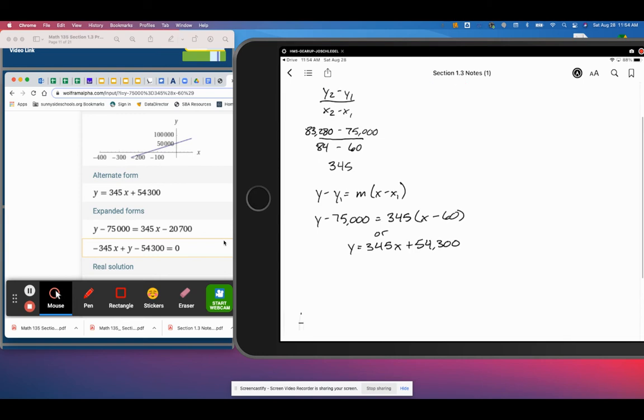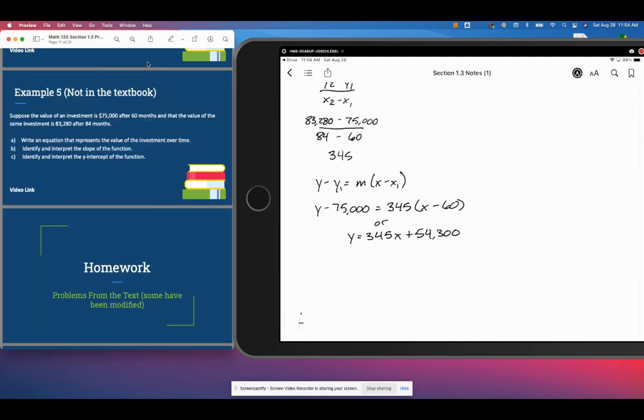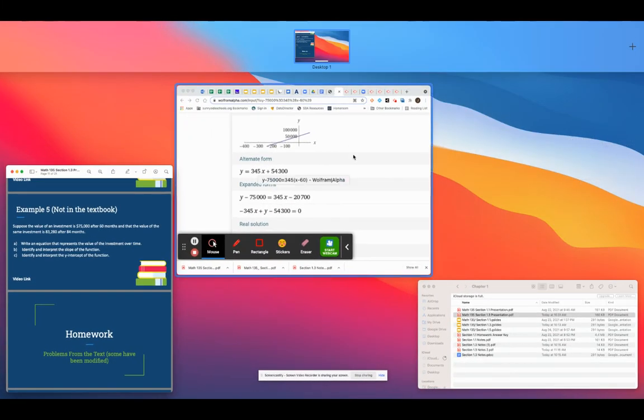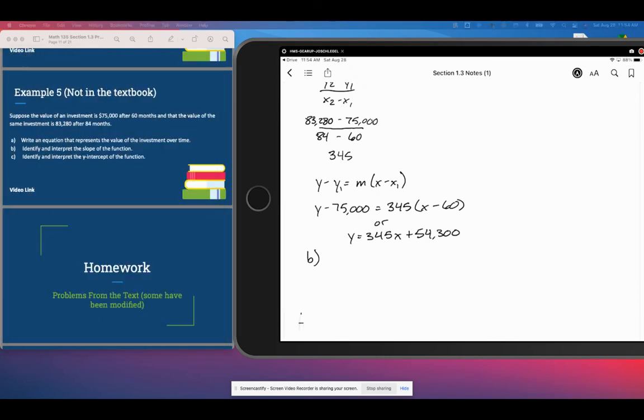So I'm always going to convert it to slope-intercept form so I can answer questions like, hey, what is the slope and what is its meaning? And what is the y-intercept and what is its meaning? So B is the slope, C is the y-intercept. I'll be right back after a short pause so that you don't have to sit through my writing, and we'll get those questions answered.